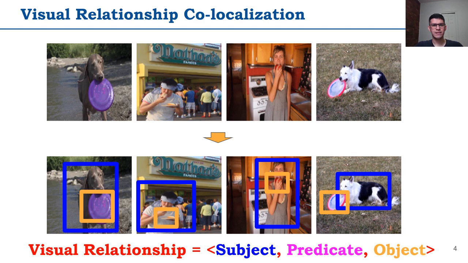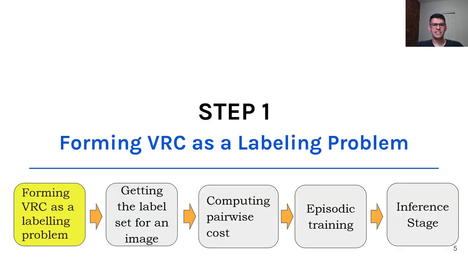To be precise, given a bag of B images, each containing a common latent predicate P, our goal is to localize visual subjects and objects connected via P in each of the images of the bag. We solve VRC in 5 steps.